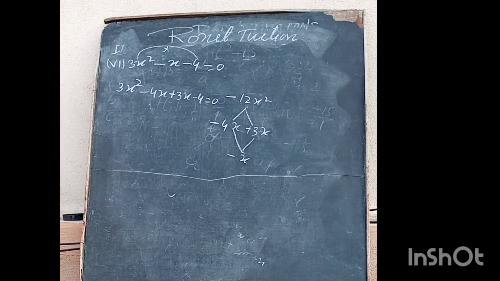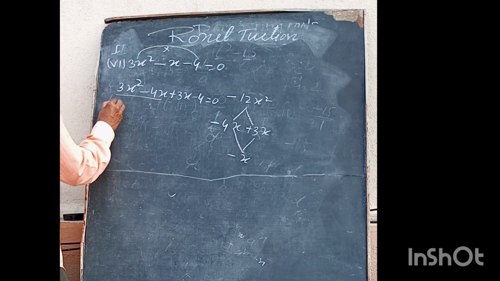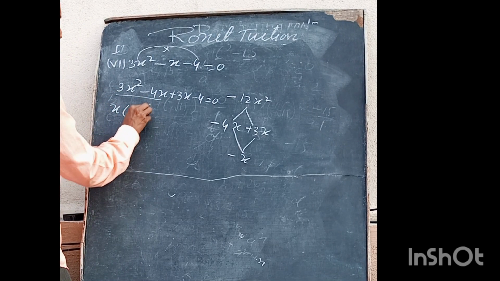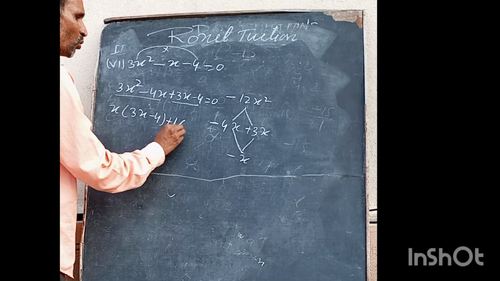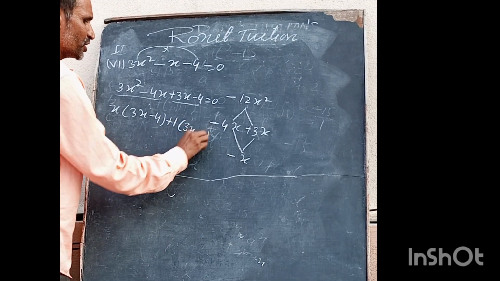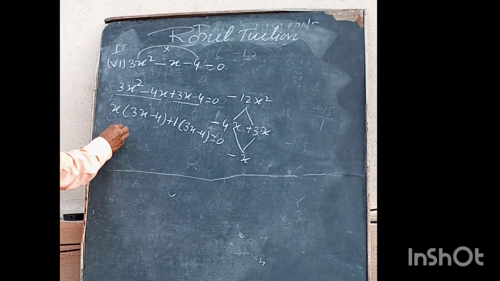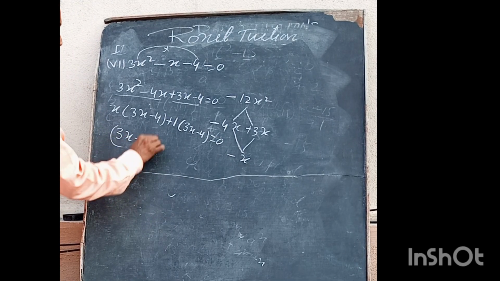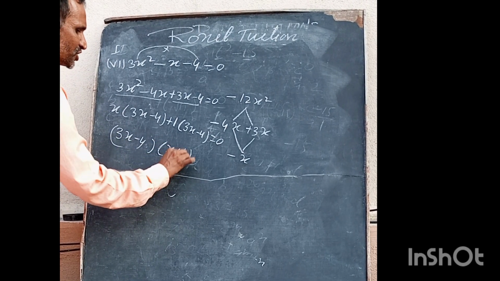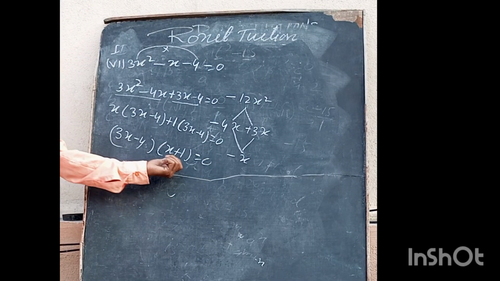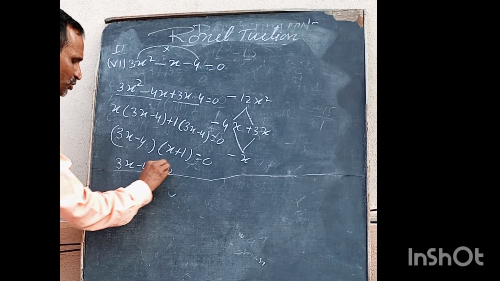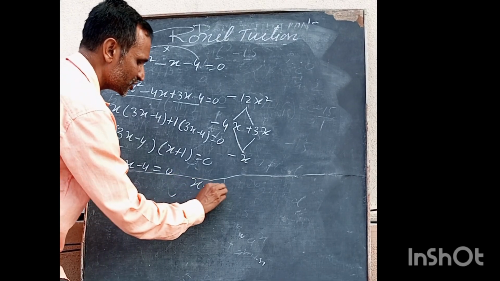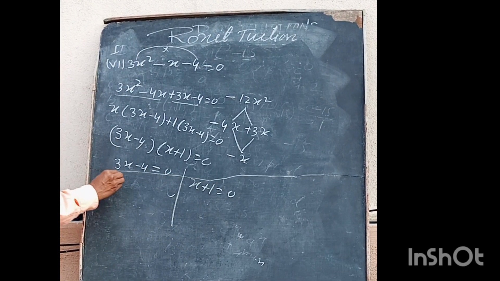Now we take the common factor from the two pairs. So x is common, 3x minus 4. In the other pair nothing is common, which means 1 is always common: 1 times 3x minus 4 is equal to 0. Now the common factor is 3x minus 4, and the remaining is x plus 1, equal to 0. Either this is 0 or this is 0. So we write both sides: 3x minus 4 is equal to 0 or x plus 1 is equal to 0.